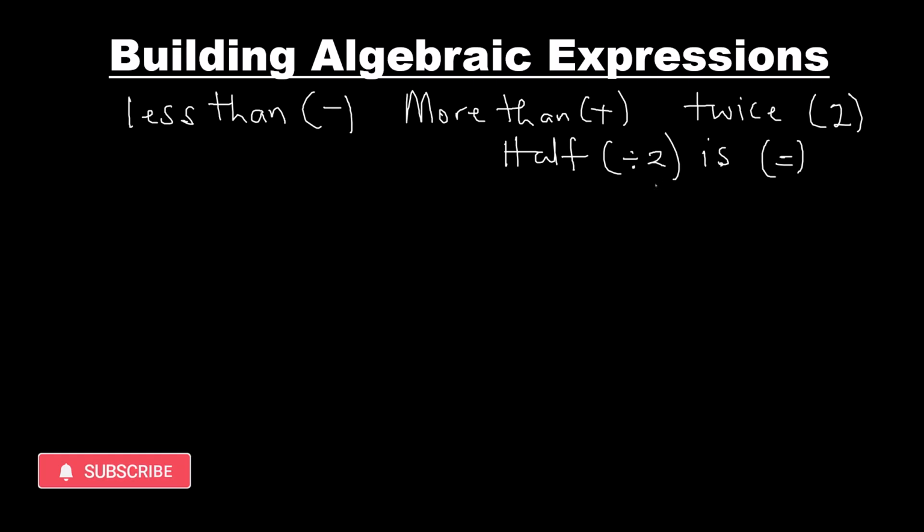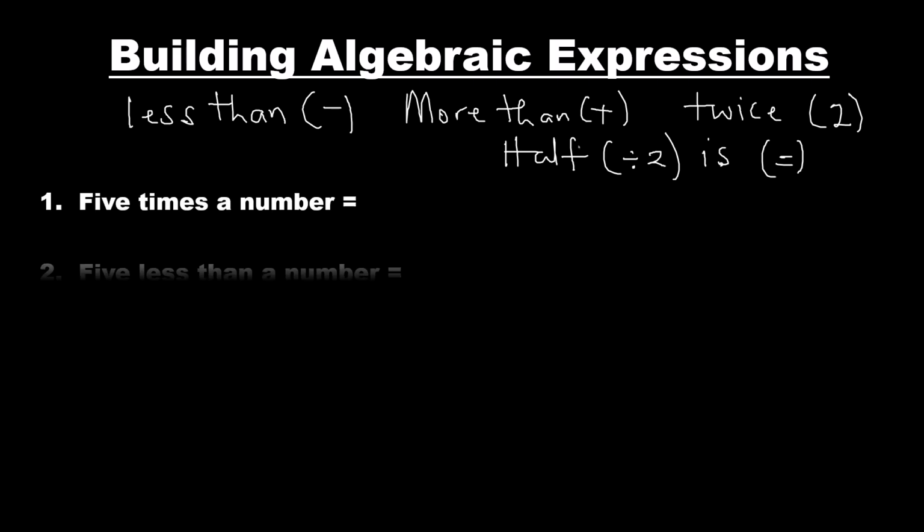Keep that in mind: you divide by 2. So if you have 6 cedis and I tell you I have half of what you have, that's 6 cedis divided by 2, which gives you 3 cedis. So if you master and understand these keywords, converting raw statements to algebraic form becomes so easy. So let's pick these examples.